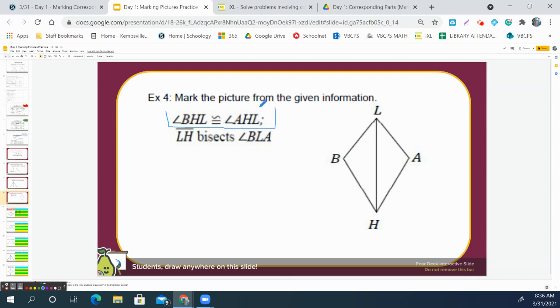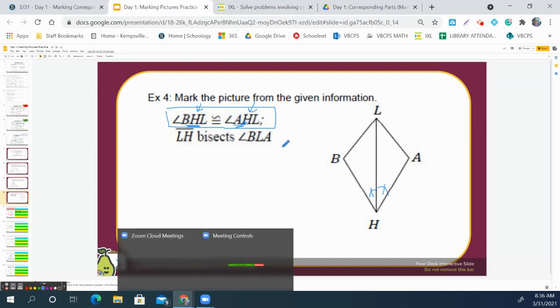So BHL and AHL, what angles are those? BHL. If I look at that middle angle, that's H. I've got 3 angles down here. I've got a big angle, a left angle, and a right angle. So if I go from B to H to L, that's my left side. And then AHL, this is my right side. Right? So that's an angle.